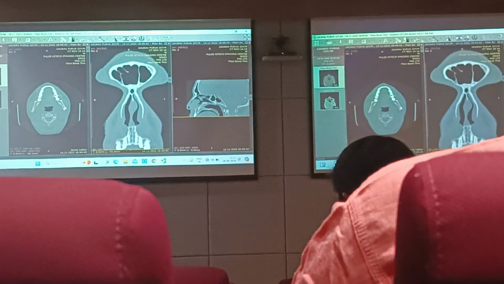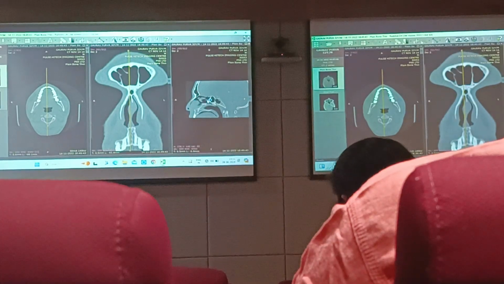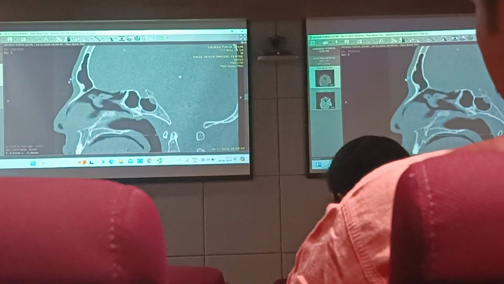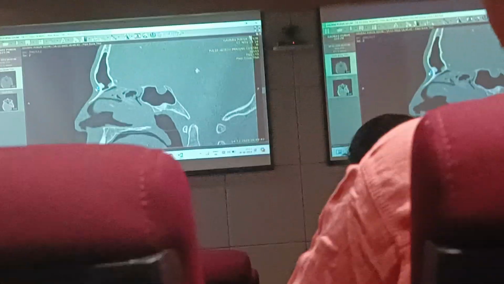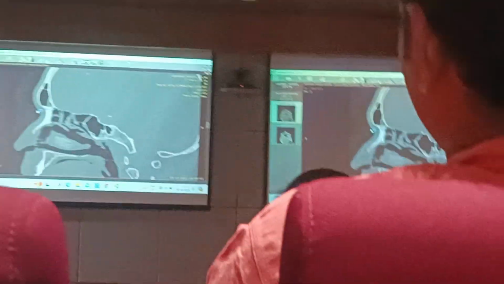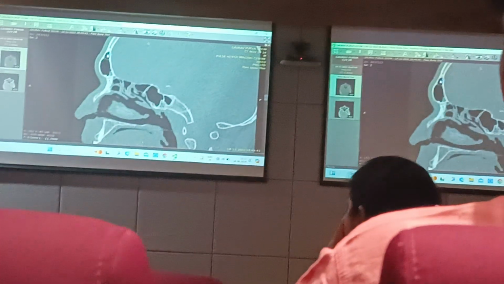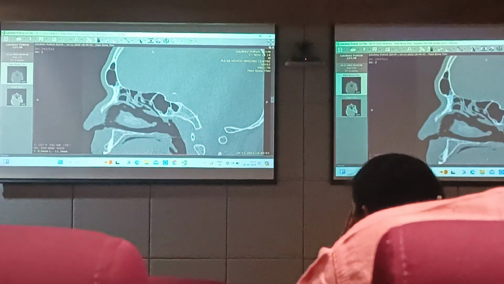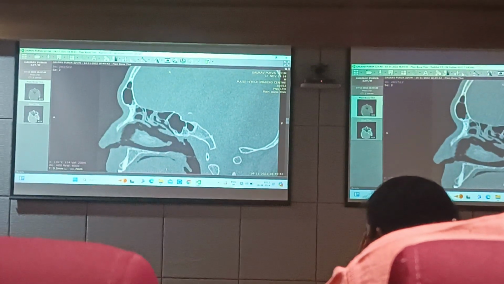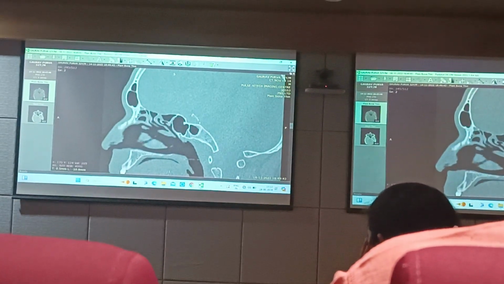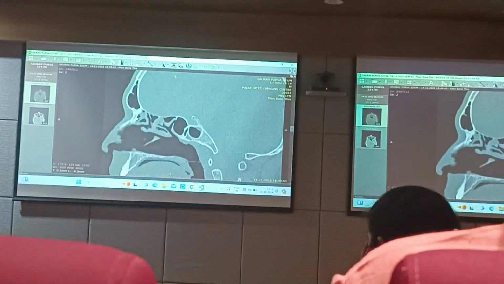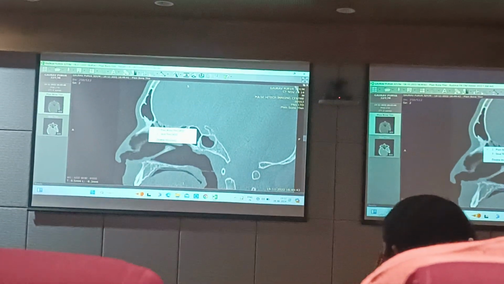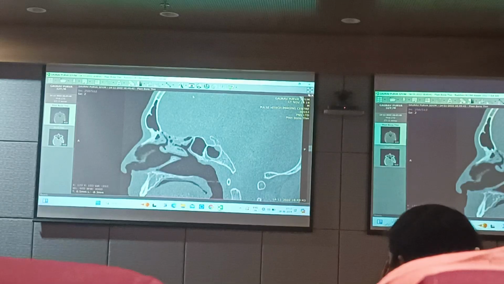If I put this here, let me get to the vertical. Can you see this over here? I'm just showing you this on a sagittal scan as well. You see this over here, frontal sinus. You could see this, this is the frontal beak, correct? Now I'm moving this on the sagittal scan. What do you see? Frontal beak is thick over here.